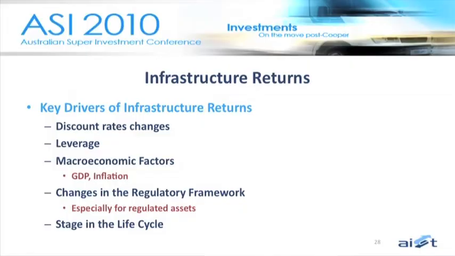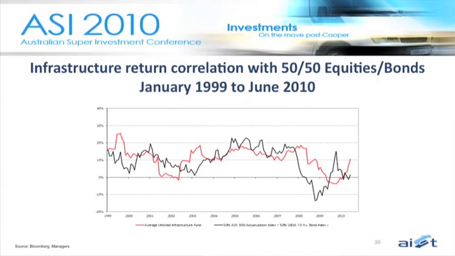infrastructure returns. And then depending on the type of infrastructure, whether it's a regulated asset, where changes in regulations are particularly important, or whether it's the life cycle of the asset, whether it's greenfield or brownfield. These are the types of things that drive returns. Putting together a number of infrastructure assets and looking at the sort of relationship that they have with other assets. This graph here just looks at the return of infrastructure, unlisted infrastructure, compared with a benchmark that is 50-50, equities and bonds. So through the fullness of time, a relationship there between all of those asset classes.